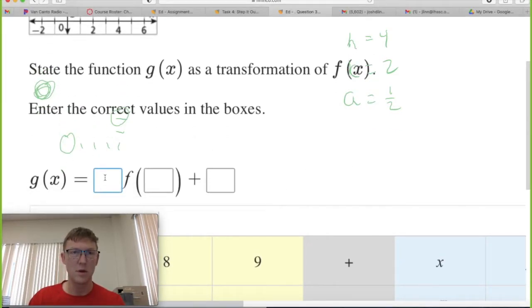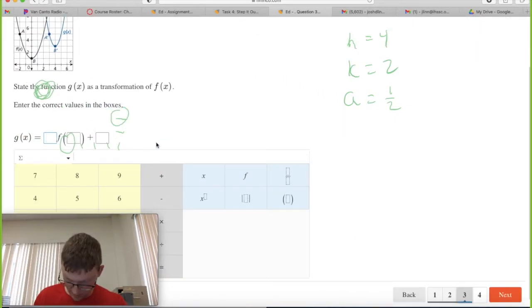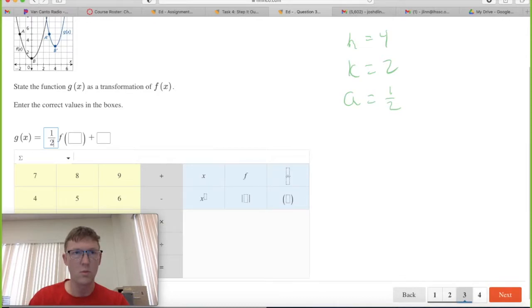I knew they were going to give me all these spots. Hey look, it even gives me an A spot right there. A is going to be 1/2. I'll get my chicken scratch out of the way. 1/2.